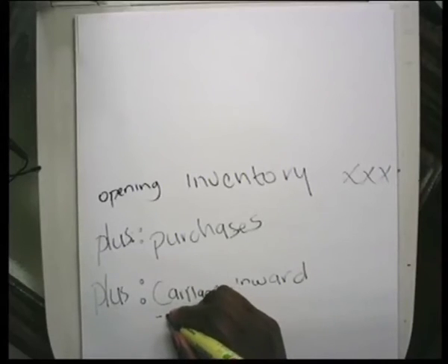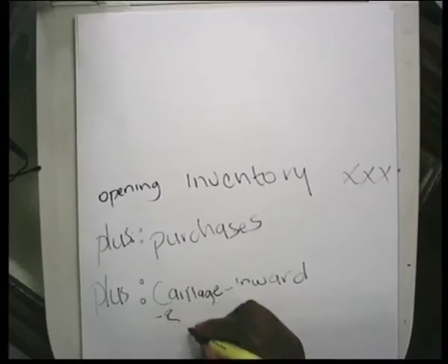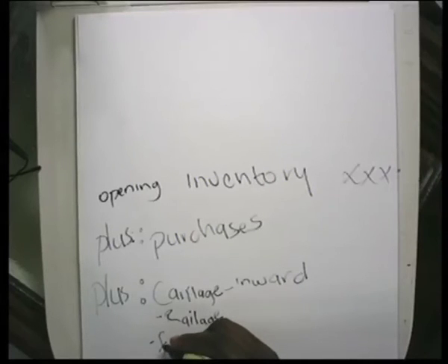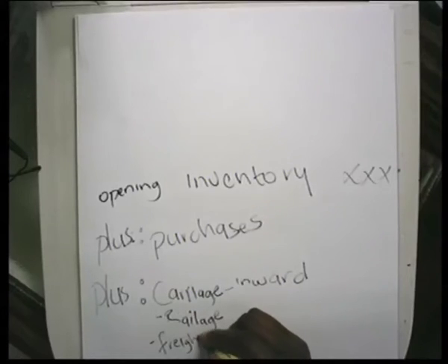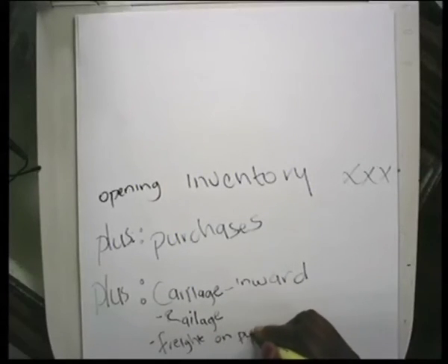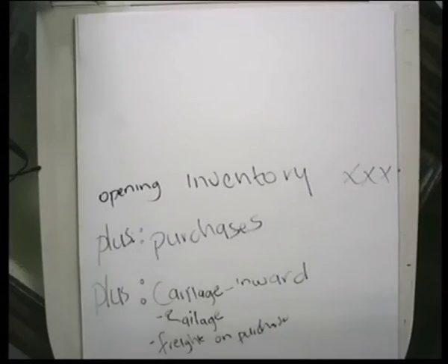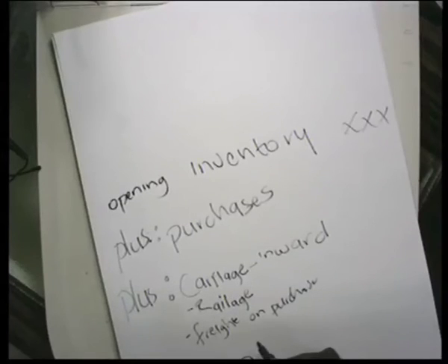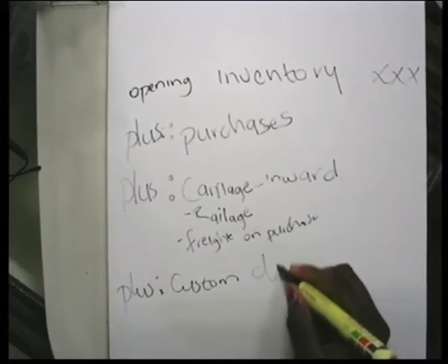Then you can also add the railage when goods are being transported by a train or something. Then you can also add freight if the goods are being transported by a plane or a helicopter: freight charges, or freight on purchases. Then you can also add custom duties.